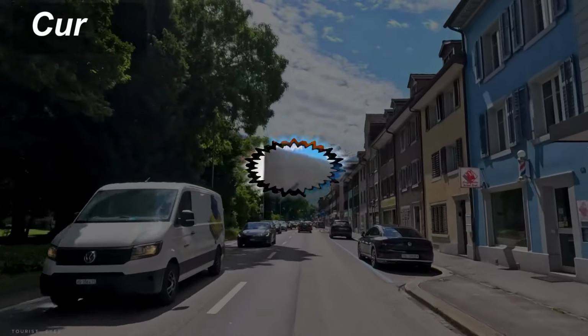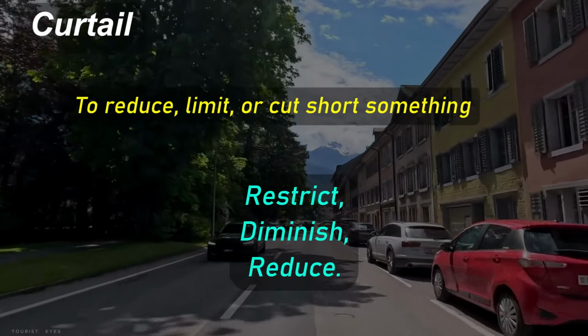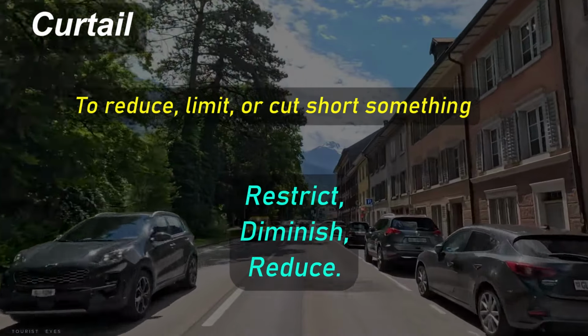19. Curtail. The spread of the virus was curtailed and the lockdown was removed. Meaning, to reduce, limit, or cut short something. Similar expressions: restrict, diminish, reduce. Example: governments imposed strict lockdowns to curtail the spread of COVID-19.